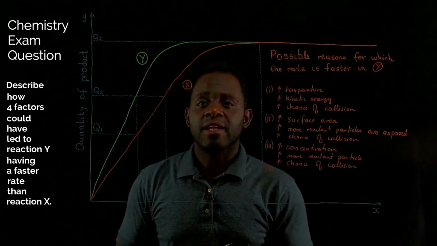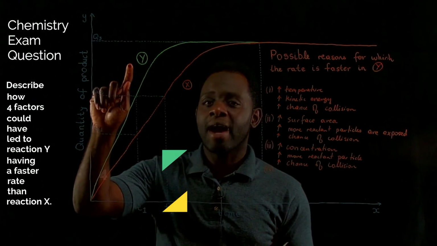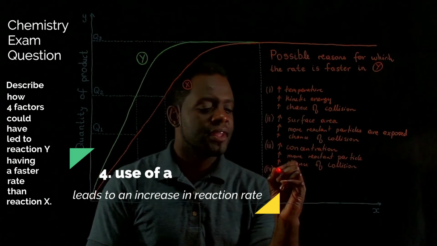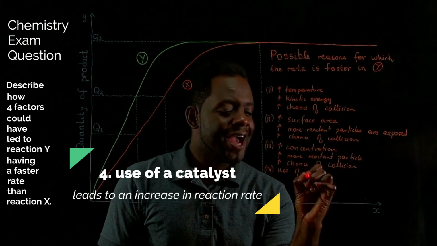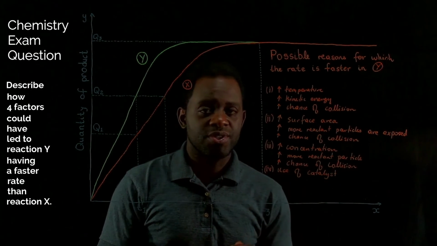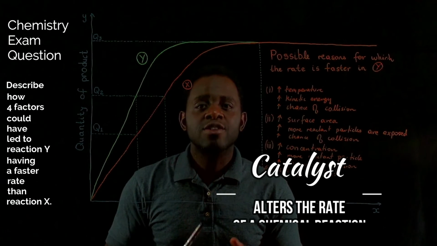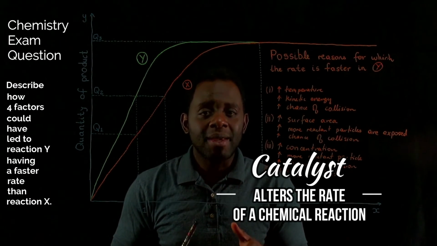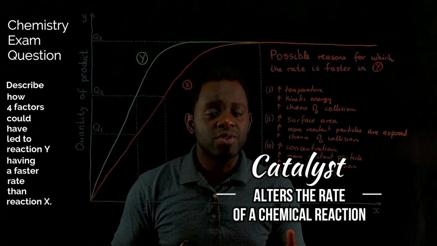The final factor that could have caused an increase in the rate of reaction Y above the rate of reaction X is if a catalyst were used. A catalyst is a substance that alters the rate of a reaction without being chemically changed in the process, which means it can be reused.